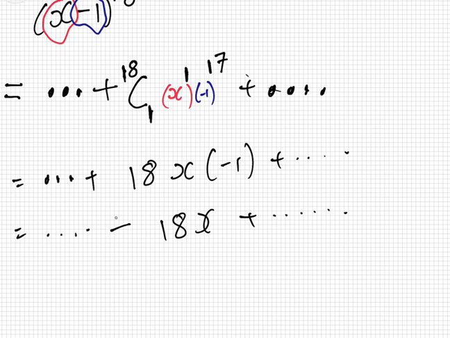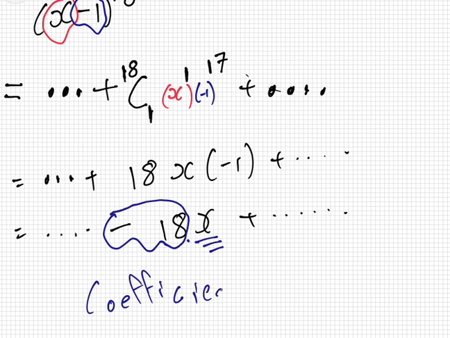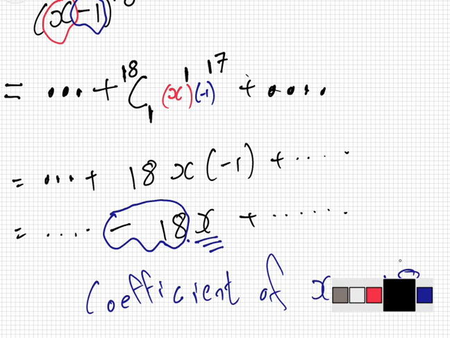So the coefficient, my answer, oh by the way, if I didn't say it, I think I might have, coefficient means the number in front of the x. So the coefficient is 18. That's the answer. Sorry, minus 18. That's the coefficient. Okay, next one now.